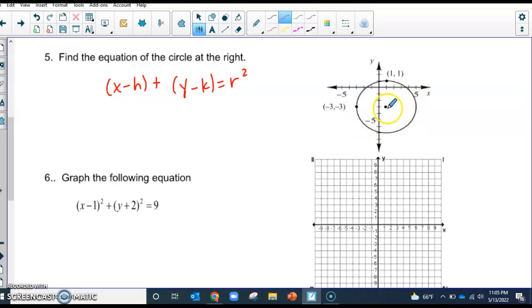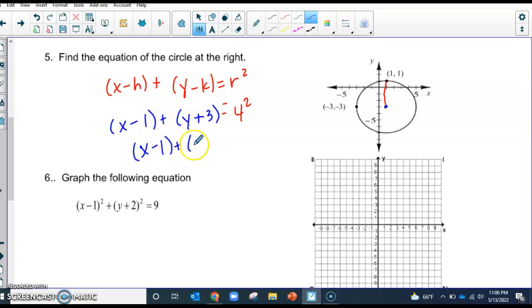So looking here, my radius, I like to do my radius first. This is going to be 1, 2, 3, 4. So this is going to end up being 4 squared. And then my center point, which is my h and k, is at 1, negative 3. So I've got 1, and I've got my negative 3, 2 negatives make a positive, or I'm changing my sign. When I write this in my final equation, I do want to square that. So it'll be 16.